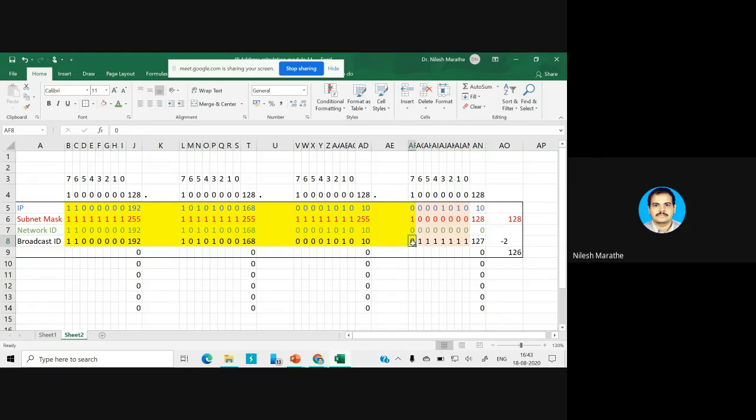Right? So what did I do just now? By adding 1 here, I shifted one of the host bits to the network portion. I shifted one of the host bits to a network portion. This is nothing but the concept of subnetting.